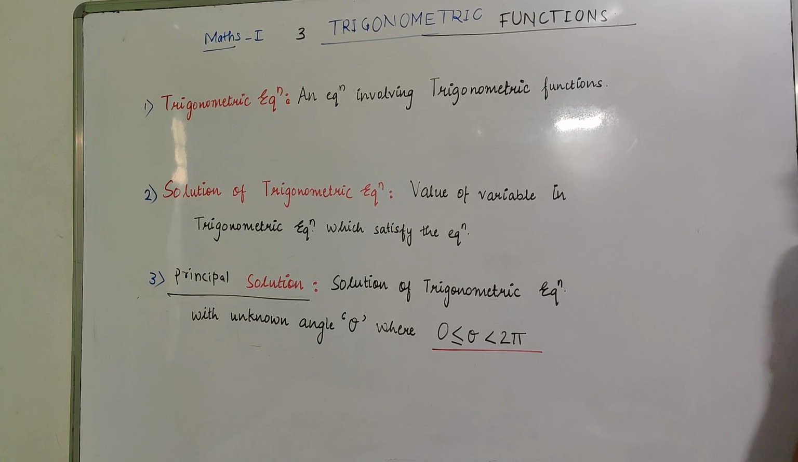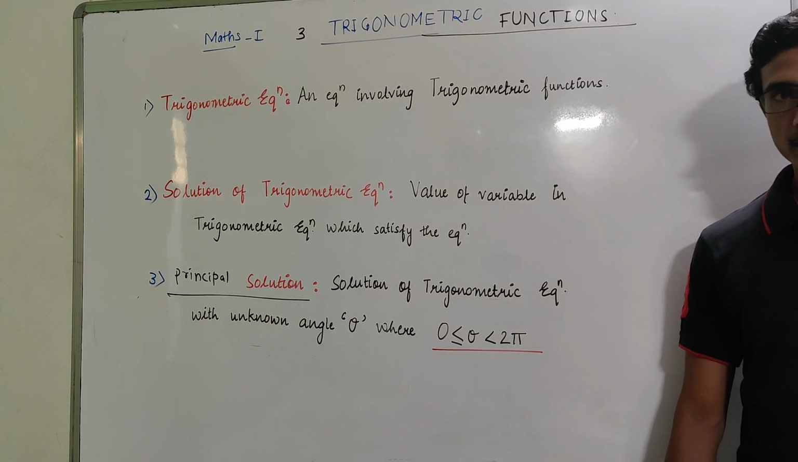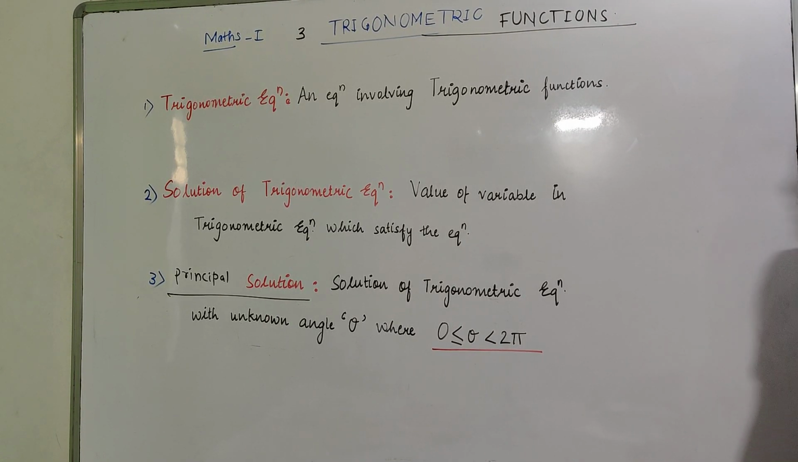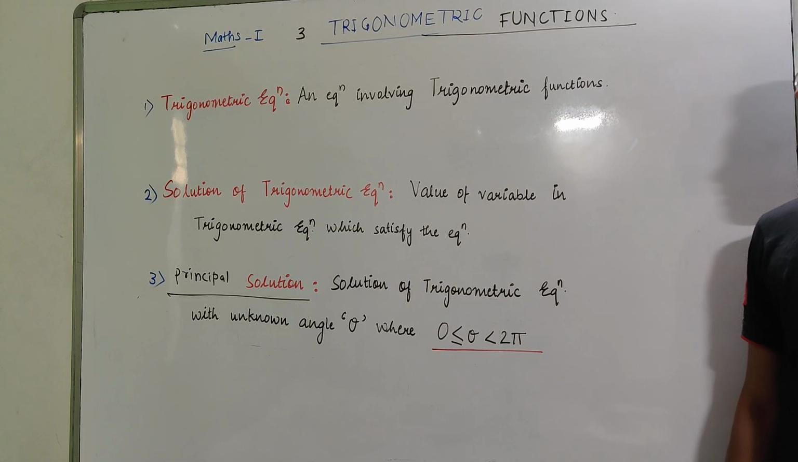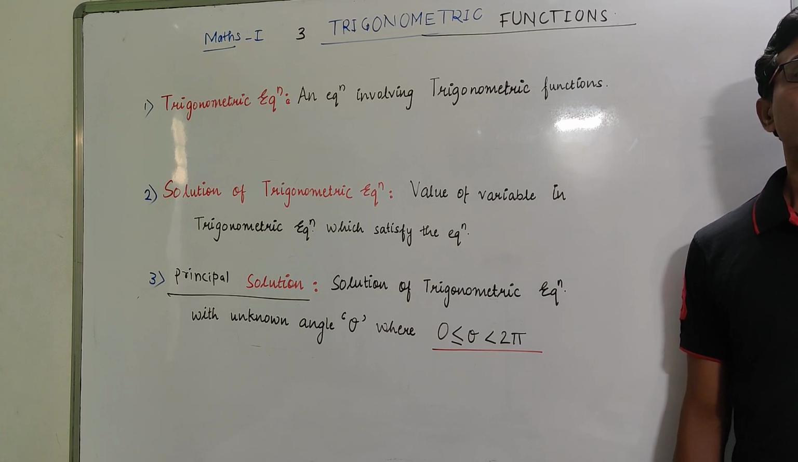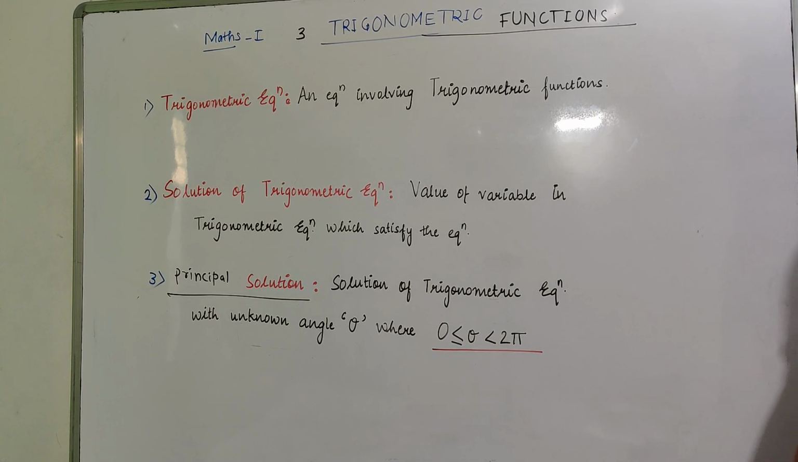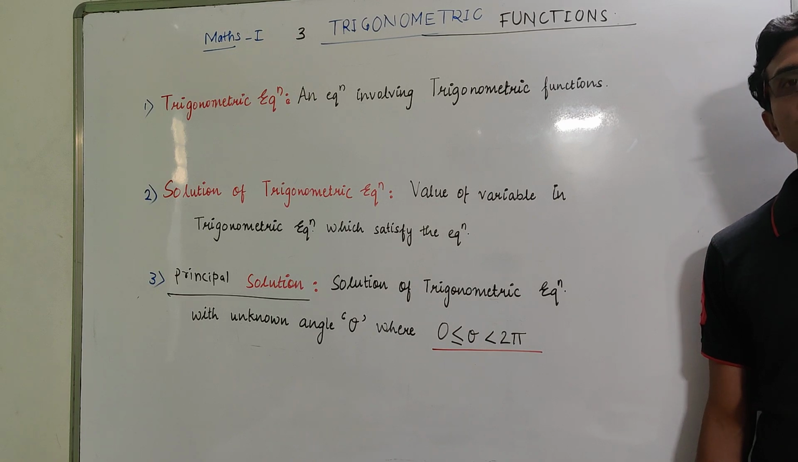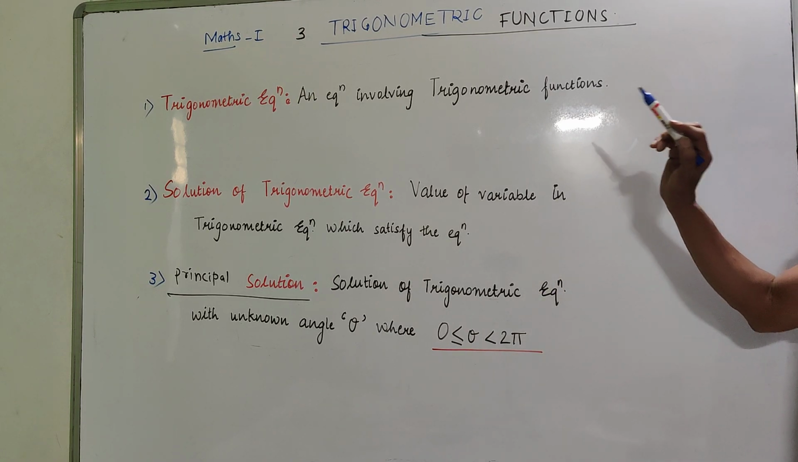Students, we are going to start trigonometric functions, which is chapter number 3, mathematics paper 1. In this chapter we are going to learn trigonometric equations, their solutions, principal solution and general solution. Further, solutions of triangle and inverse trigonometric functions. So let us start with the trigonometric equation.